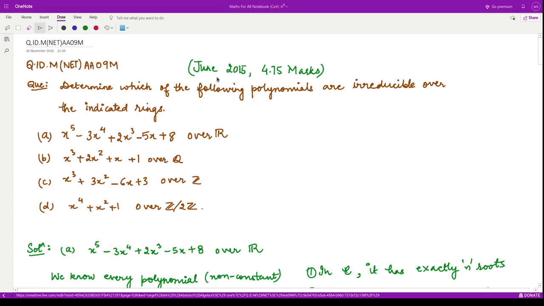In this video we shall see a question from June 2015 consisting of 4.75 marks. For this question we need to determine which of these four polynomials are irreducible over the indicated rings. We need to tell this over reals, this over rationals, this over integers, and this over a finite field. So let us get started.